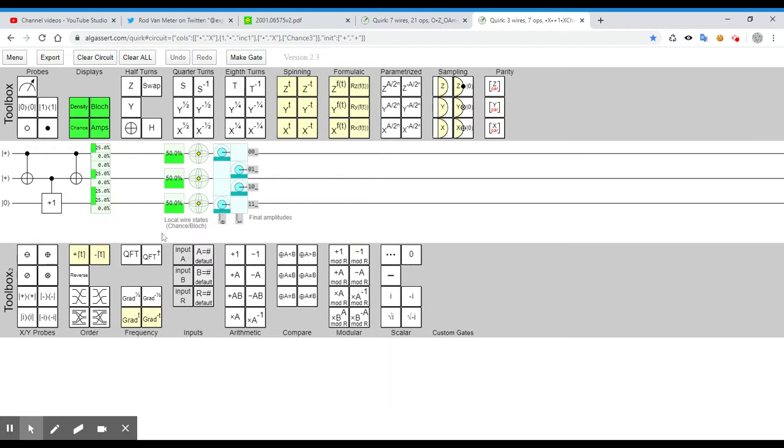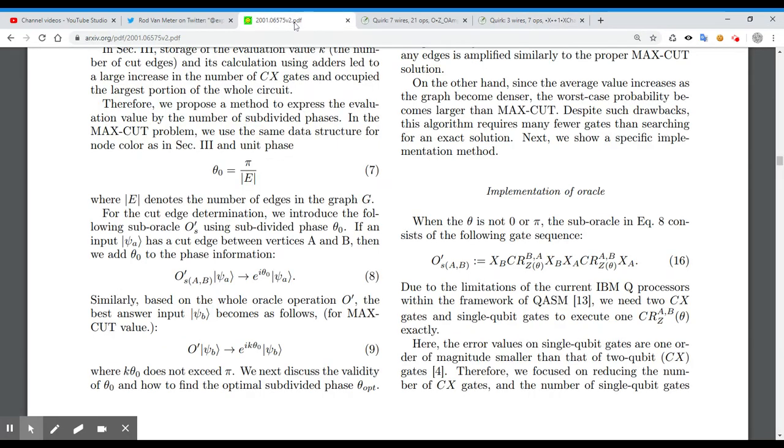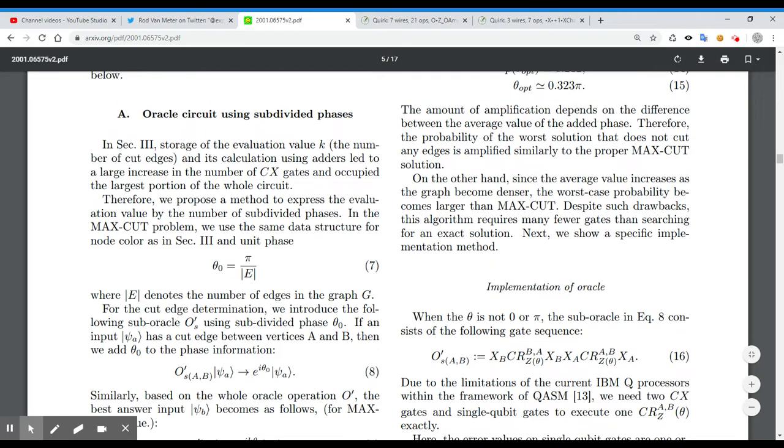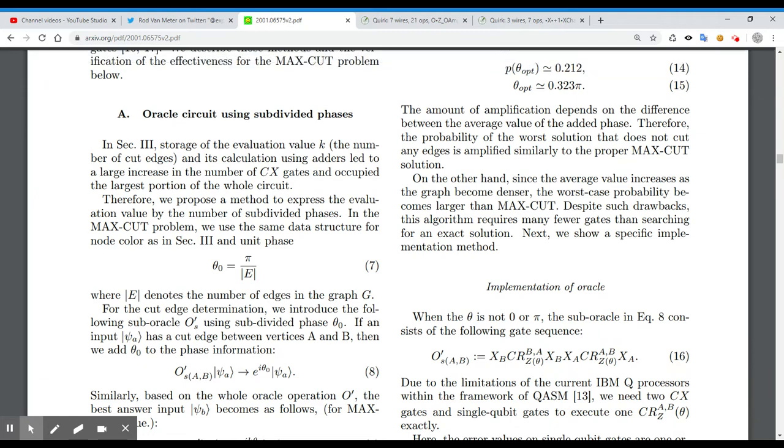It was a combination of those, and then that is indeed this plus one here, which is again a simplification, right? If you really want to implement the adder here, it's a bunch of control nodes. So it's not just one plus one gate or something like that. That's a quirk thing. Anyway, let's go ahead. Therefore, we propose a method to express the evaluation value, by which we mean the number of cut edges, by the number of subdivided phases.